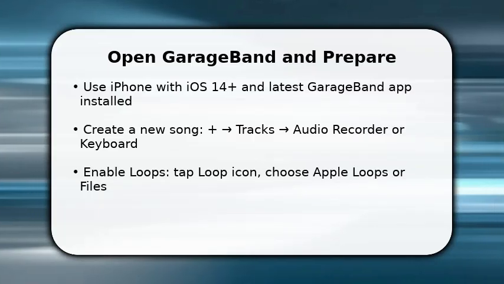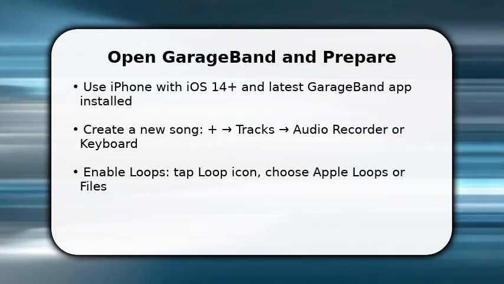You start by opening Garageband and creating a new song. This gets you into tracks view quickly. Make sure you pick any instrument track. You only need a place to drop loops.